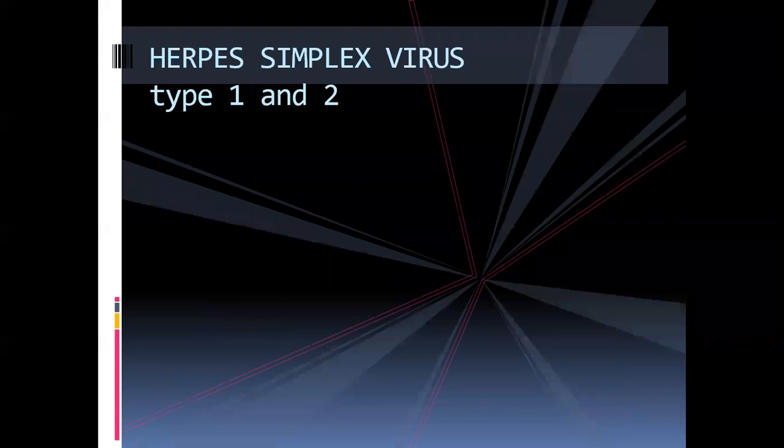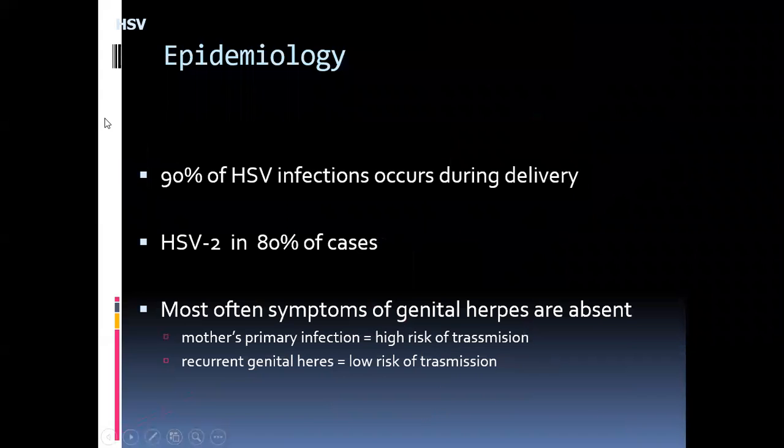Another viral infection is herpes simplex. We already covered mononucleosis; now herpes simplex viral infection, type 1 and type 2. First, epidemiology: 90% of herpes simplex virus infections can occur during the delivery of the fetus. Herpes simplex virus 2 accounts for about 80% of the cases.